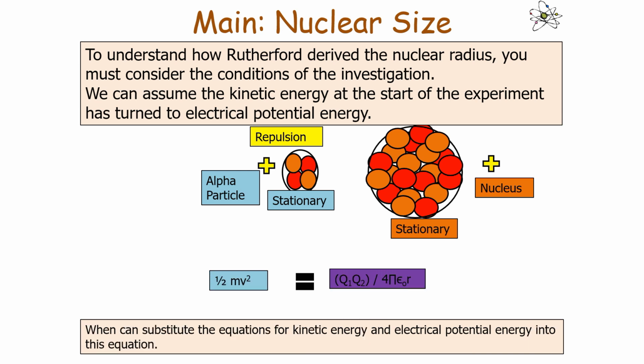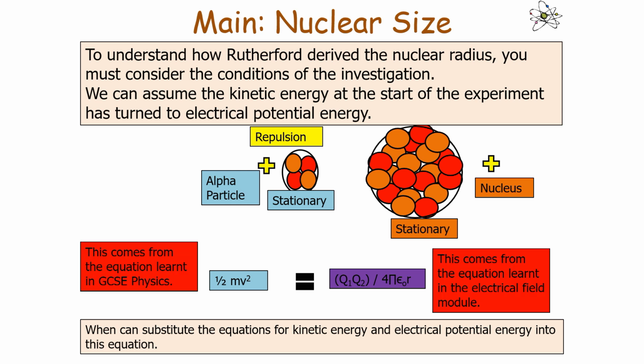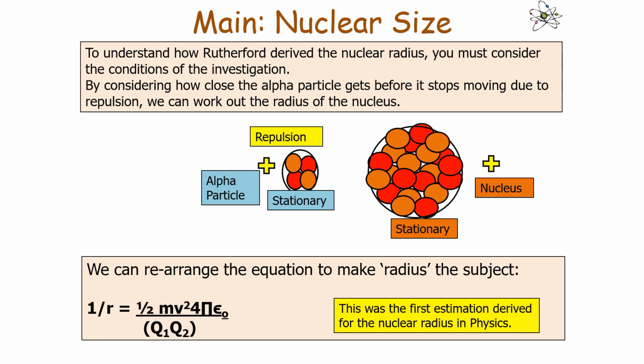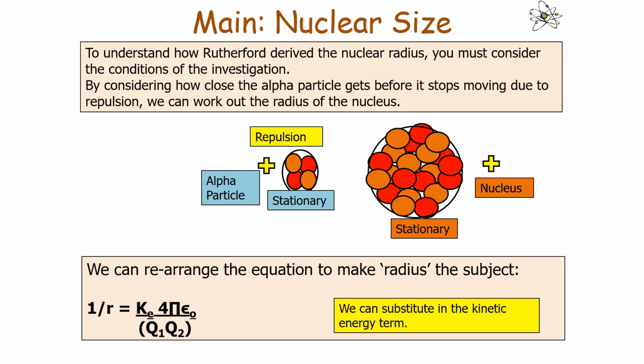So we can substitute the equations for kinetic energy and electrical potential energy into this particular equation. We know that the kinetic energy equation from GCSE physics is a half mv squared, and from the electrical fields module we know that the equation for electrical potential energy is Q1 Q2 over 4 pi epsilon 0 r. Now we can rearrange this equation to make r, the radius, the subject, and we can substitute in the kinetic energy term, and we can therefore say that r is equal to Q1 Q2 over the kinetic energy times 4 pi epsilon 0.